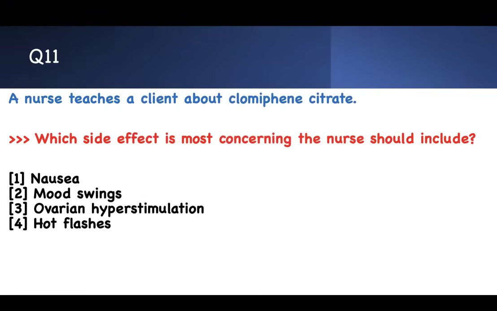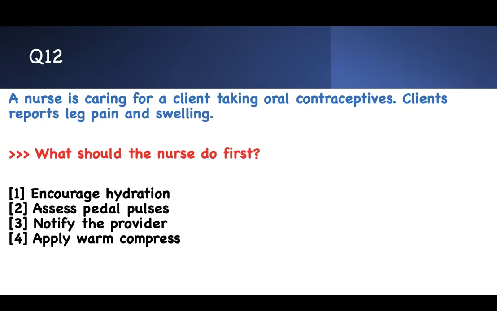And then, the nurse teaches a client about clomiphene citrate. Do you know this? This is what we use to help with ovulation if you cannot have a baby. Which side effect is most common with clomiphene? Think about it. I'm stimulating you so that you have more follicles so that they can get fertilized. The problem is ovarian hyperstimulation leading to fluid shift and a change in the overall well-being of the individual. So this is very important when it comes to teaching about clomiphene.